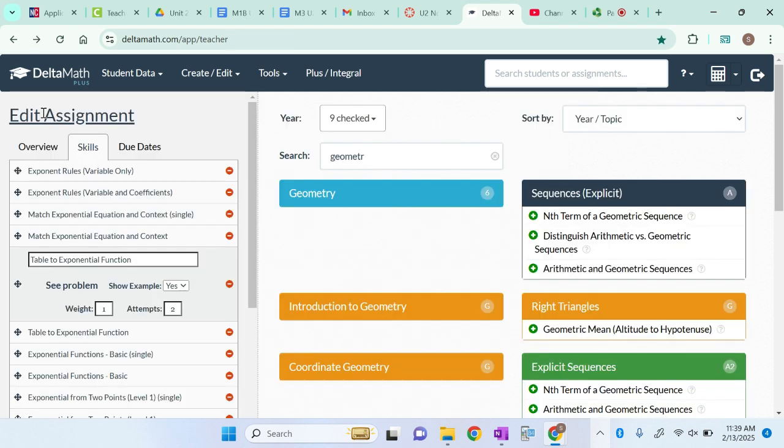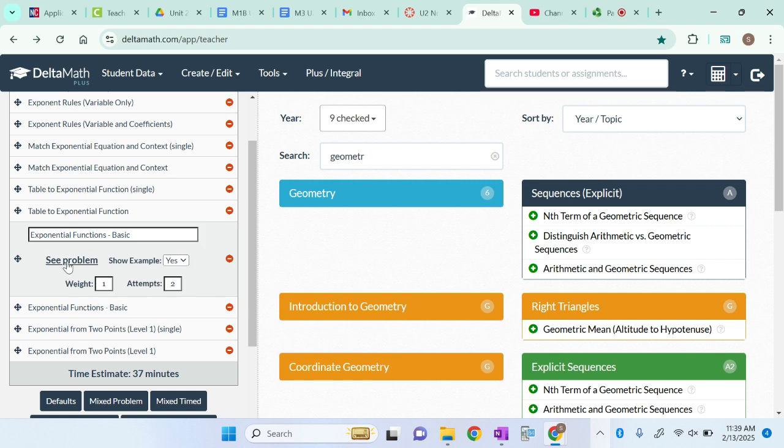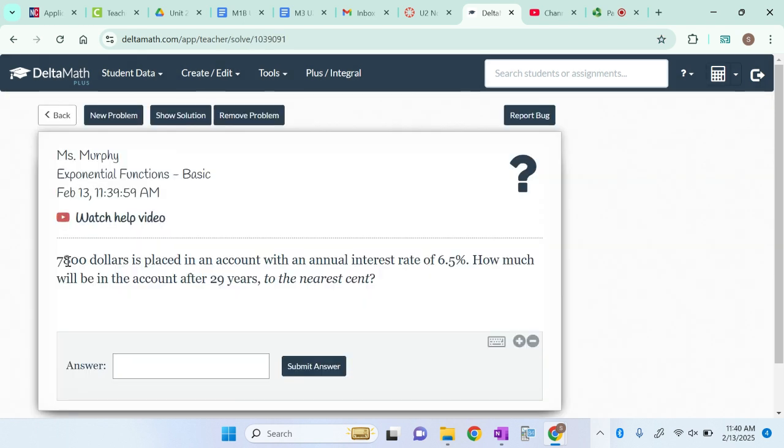All right, now we're going to do the one that says exponential functions basic. And it's the first one listed there, so I don't know if it says single on your end, but if it doesn't, it's the first one that says exponential functions basic. So the problem should look like this. Now, you are going to want a calculator for this, so if you don't have one, grab one.